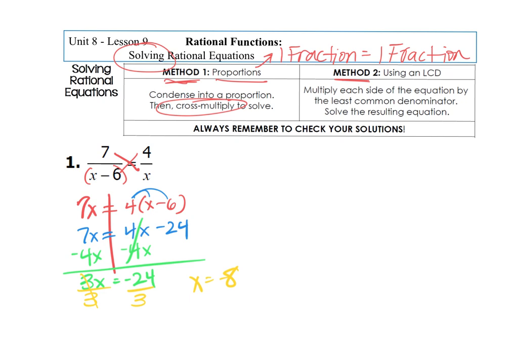And I just do a quick check on my x's to make sure that I am not getting an answer that would create a 0 in the denominator. We don't want any undefined situations. So if I plugged negative 8 into either x here, I'd never get a 0. So that means negative 8 is my answer.